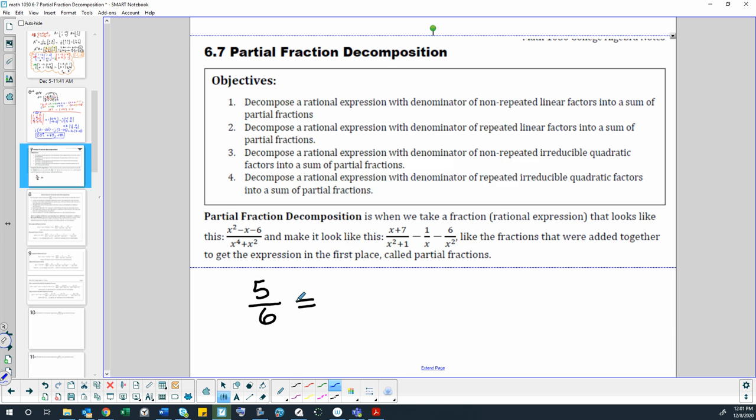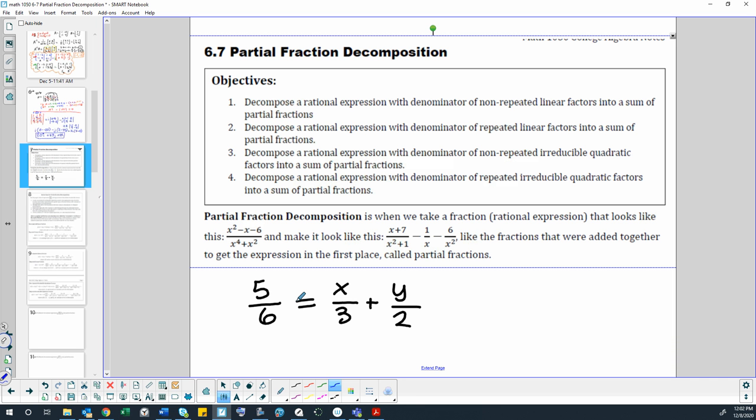We can factor 6 into 2 times 3, right? So this fraction could be something over 3 plus something over 2. Isn't that true? That we could get the fraction 5/6 by adding something that's thirds and something that's halves. And where did I get that? Well, 6 factored is 3 and 2.